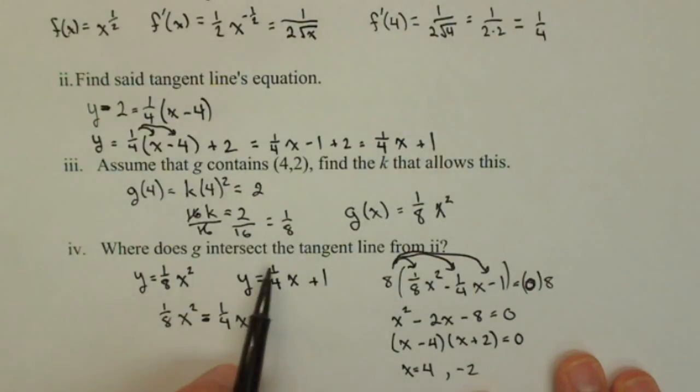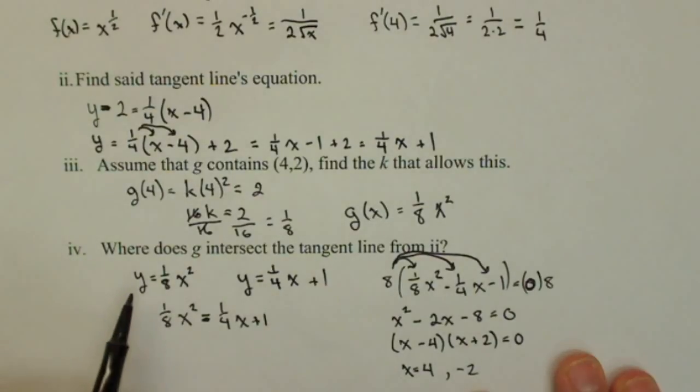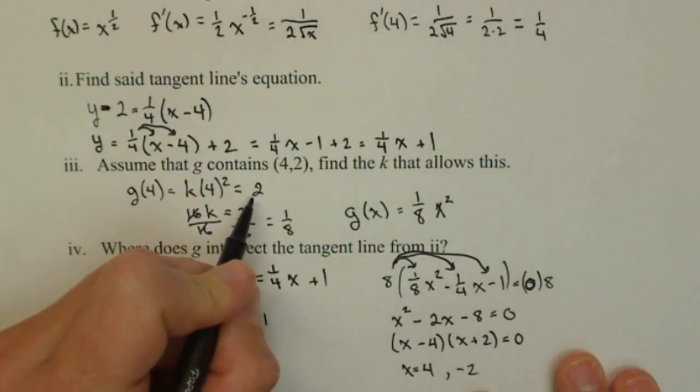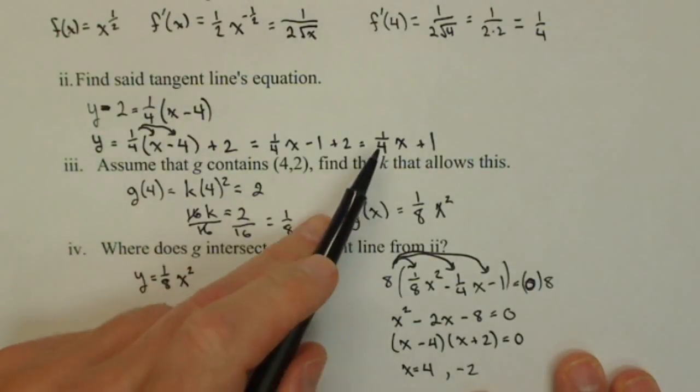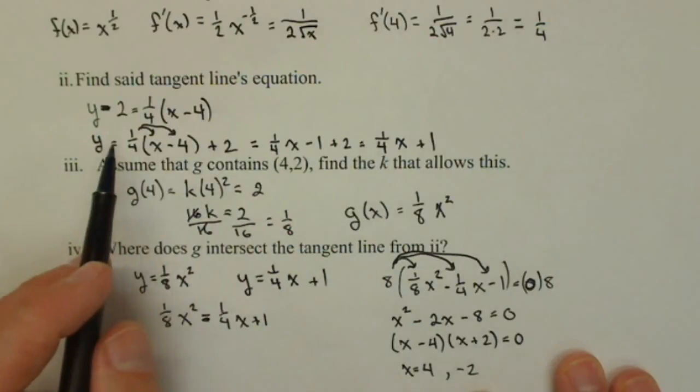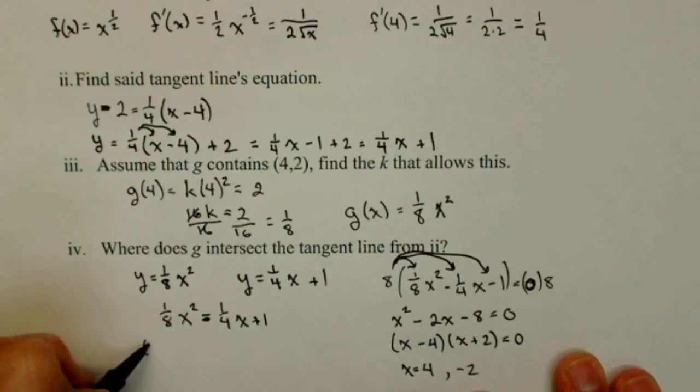Now I was asking, where does g intersect the tangent line? Well, if we look, we already know that g of 4 equals 2, we forced it to, and also with our tangent line, we know that if we plug in 4 that it equals 2, because that's the point we made it go through. So they intersect at the point (4, 2).